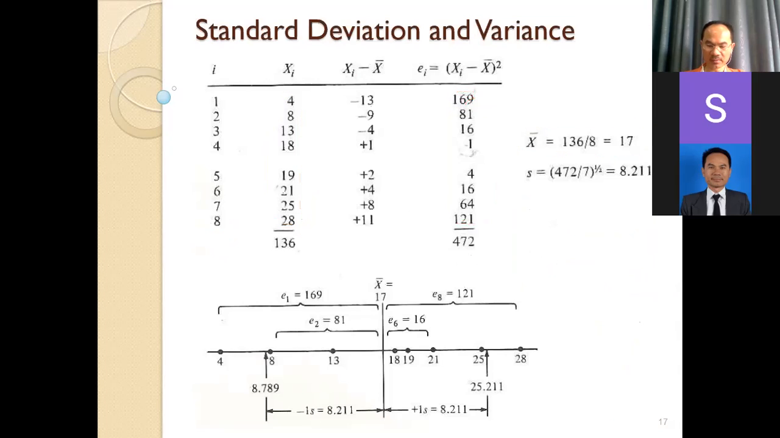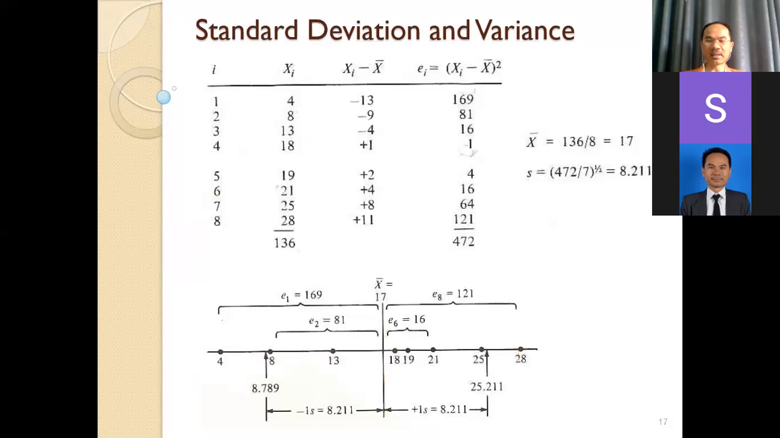How important is this value? If you draw this line, we have x bar, the average, 17. Then you plot our data: 4, 13, 18, 19, 21, 25, and 28. But this is your average. You can see that the data is far from the average, very far from the average. 4 and 28 have the highest error.